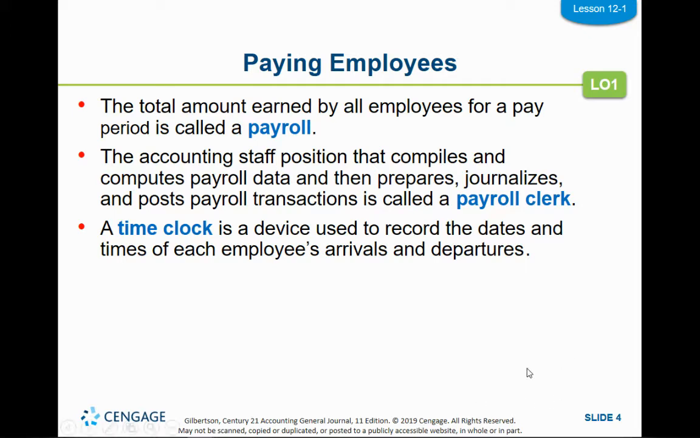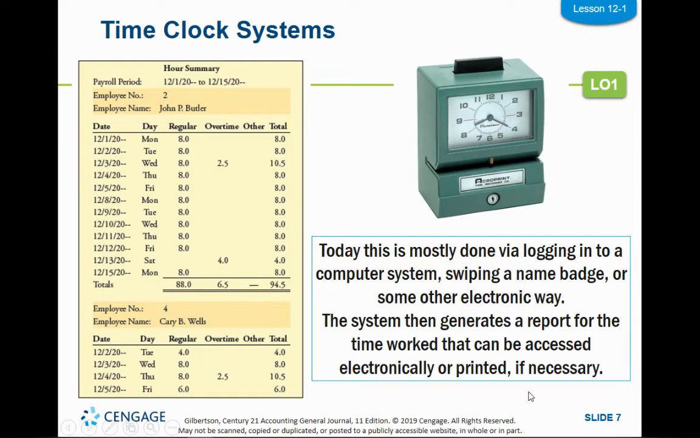Time clocks have changed quite a bit in the last several years. This little picture right here is an old-fashioned time clock. Years ago, you had a little card that you would stick in there and it would punch the time on there. Then you would punch it again when you leave. And then you'd have the little card that told you how many hours you worked. In today's world, this is mostly done via a computer system. It might be logging into a computer, it might be swiping a name badge, or some other electronic way that you sign in to let them know when you got to work and when you're leaving work.